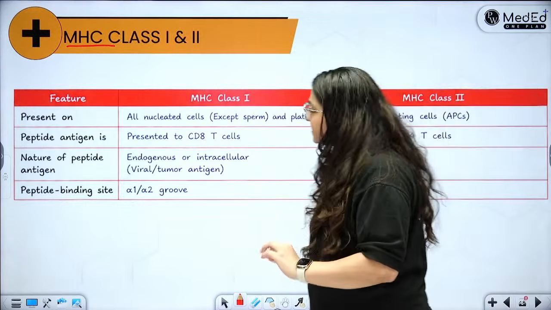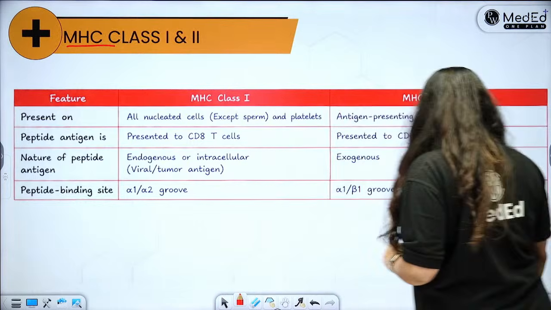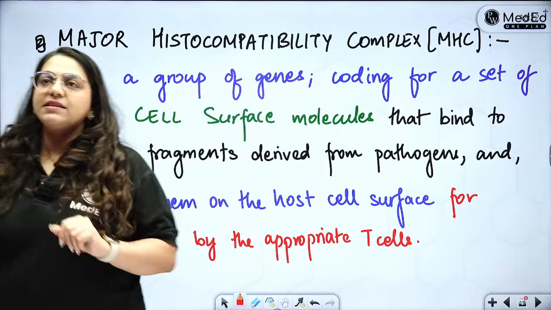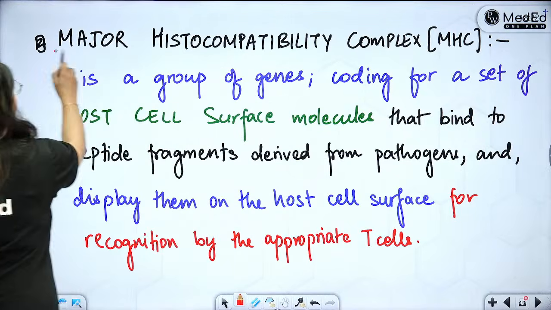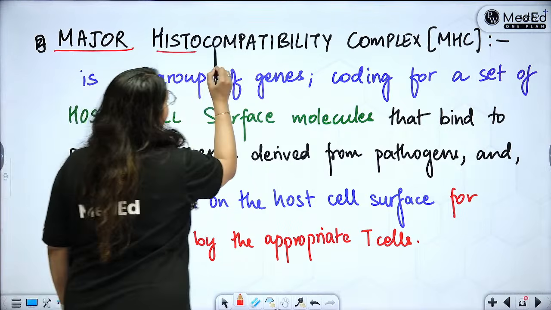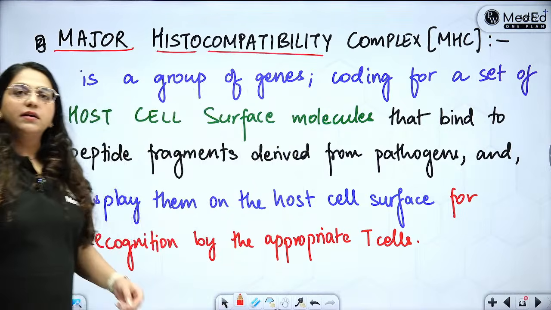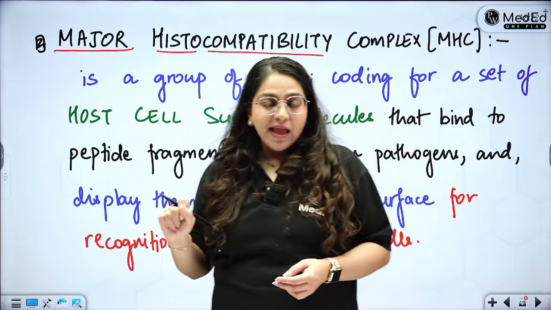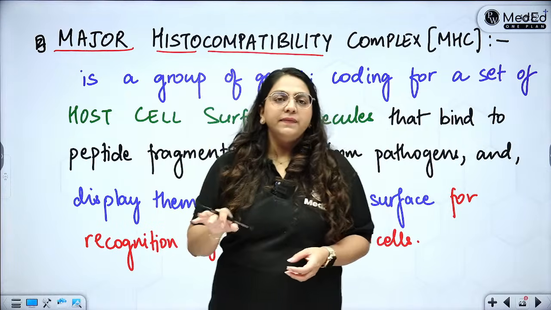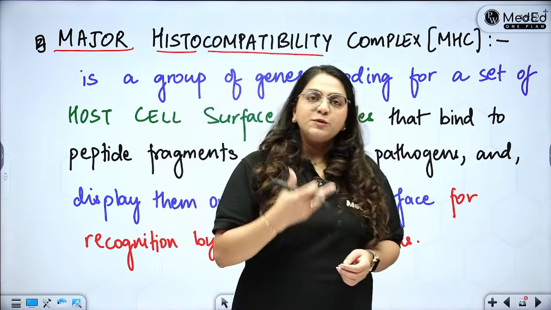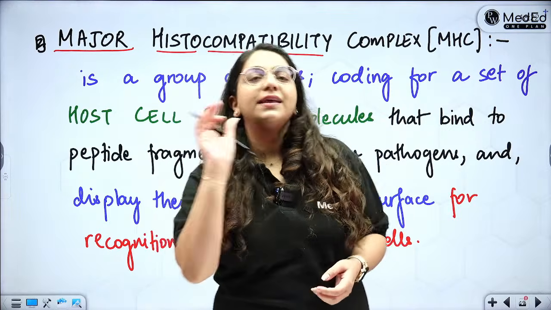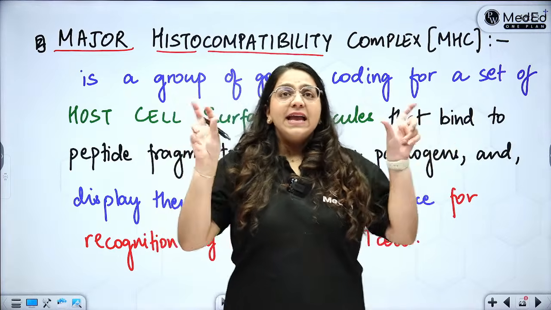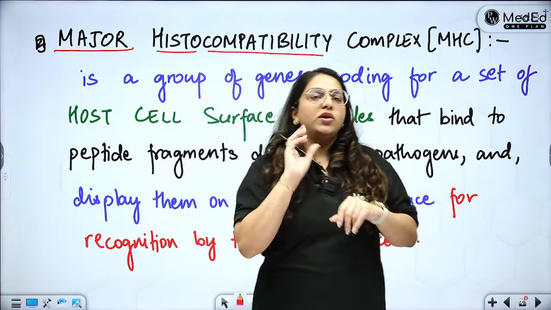MHC stands for Major Histocompatibility Complex. Anybody with a basic understanding of English can understand. Major, it is quite major. Histocompatibility, meaning compatibility between the cells. If I am speaking and you are listening and you don't understand a word I am saying, there is no compatibility. If you understand everything that I am saying, there is excellent compatibility. So two cells can either be compatible or non-compatible.